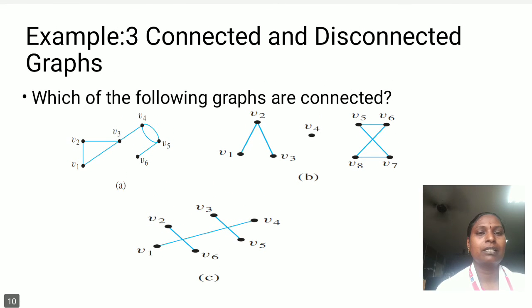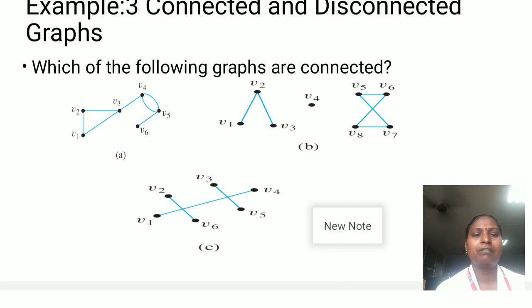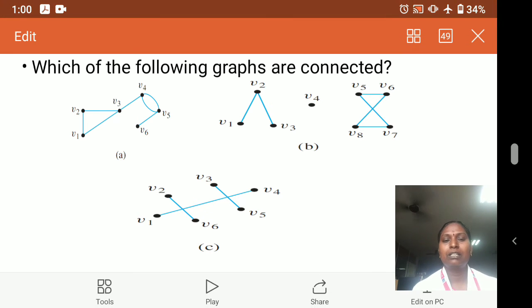These are examples of connected and disconnected graphs. For the first graph, A, we can go from any vertex to any other vertex. From V6 to V3, we can go via V5, V4 and V3. So from graph A, we can move from any vertex to any other vertex.